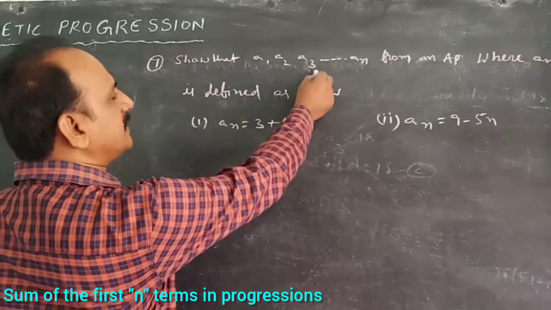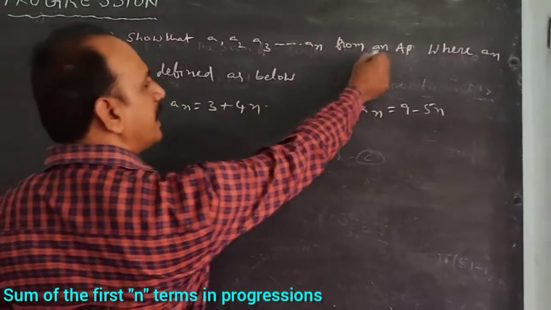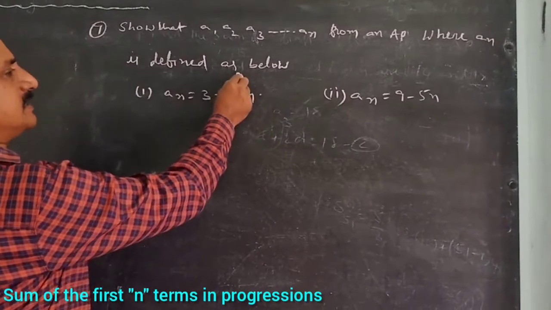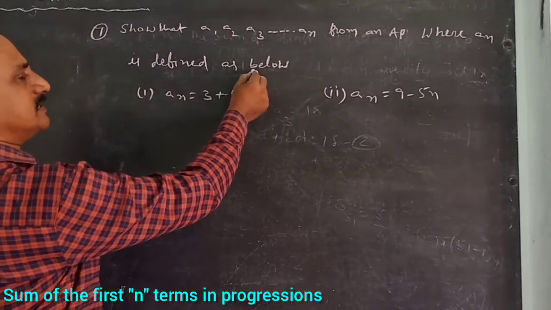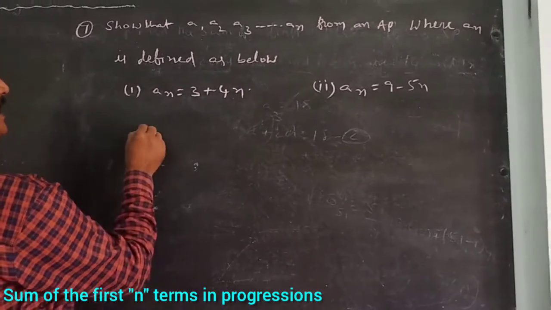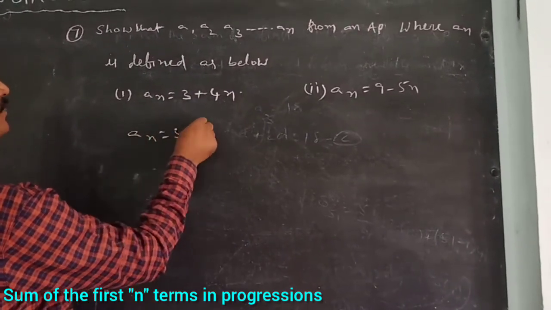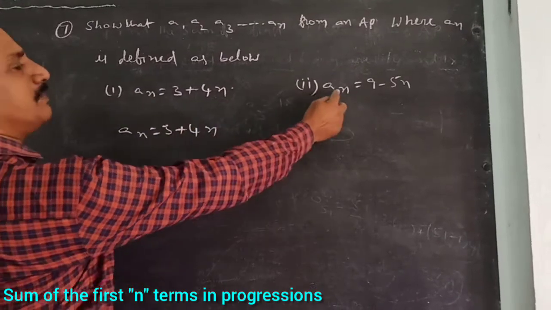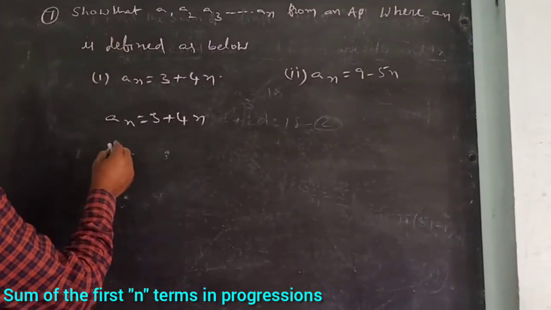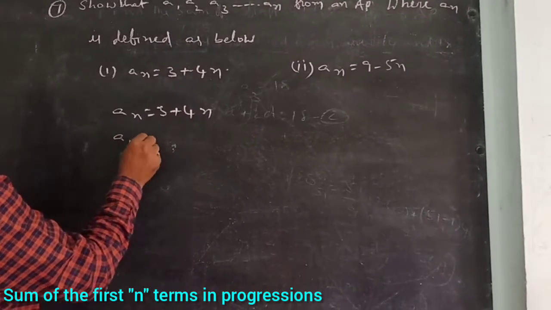a1, a2, a3 and so on, an form an AP where an is defined as below. an equal to 3 plus 4n. That's the one sum, and the second sum is an equal to 9 minus 5n. Two problems are there. So find out the first one.